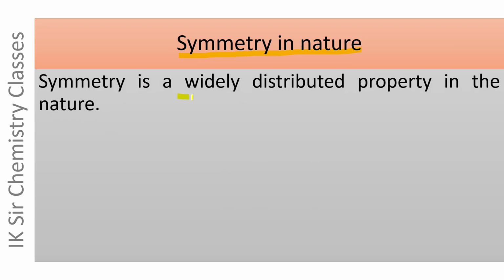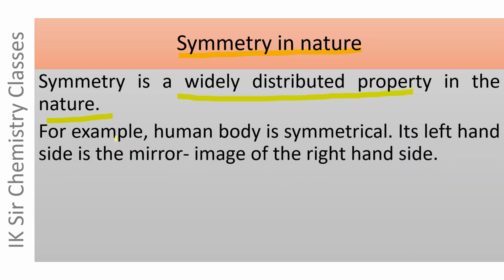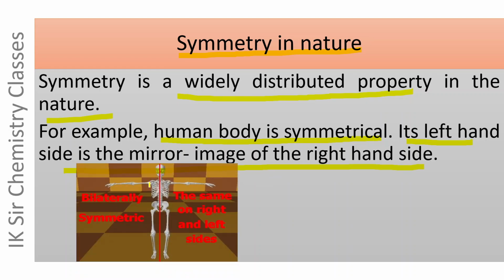Symmetry is a widely distributed property in nature. For example, the human body is symmetrical in nature. Its left hand side is the mirror image of the right hand side. This is the human skeleton. This line drawn vertically divides the human skeleton into two equal halves. The left hand side and the right hand side are equivalent and mirror images of each other.